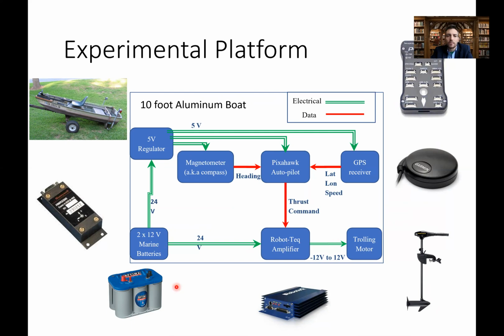So for example, I have my 2 12-volt marine batteries, and they'll be electrically connected to my amplifier. The amplifier requires 24 volts, so that's why I have 2 batteries. But then it shifts that to be between negative 12 and positive 12 volts and supplies that to the motor, which is going to produce thrust on this 12-foot aluminum John boat. There's more details in my written proposal, but this gives you a sense of the parts that I'm using.